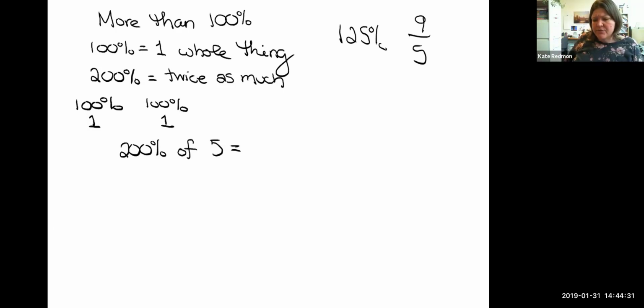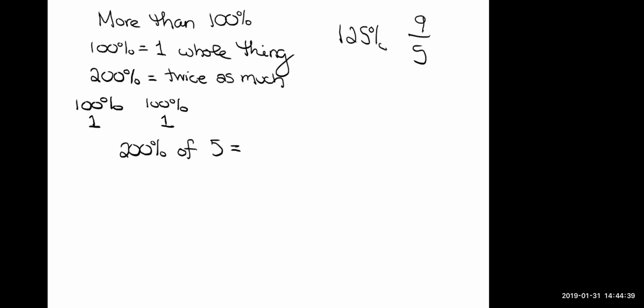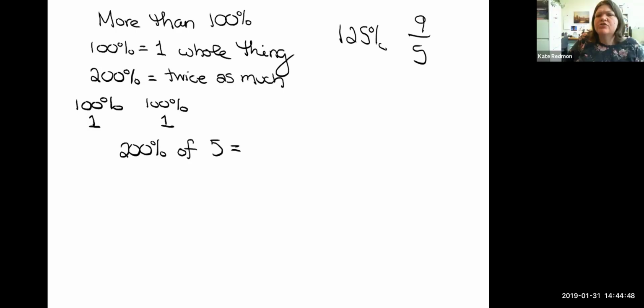James, I see your hand is raised. Do you have a question? Yes. What's your question, sir? I think that 125% is one whole thing plus 1/4. James, you're flipping brilliant. I haven't even gotten that far yet, but you're absolutely right. That's what 125% means. It means you have one whole thing plus a quarter of a whole thing. It's like saying 1 1/4.